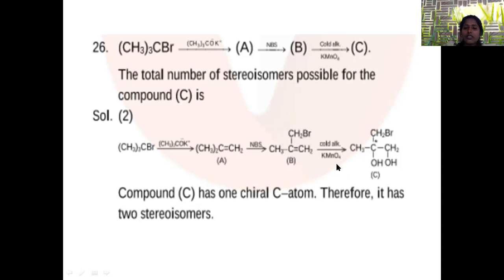This compound is further treated with cold alkaline permanganate. Cold alkaline permanganate is called Baeyer's reagent. Baeyer's reagent is selective for vicinal dihydroxylation. Wherever the double bond is there, that is substituted by OH and OH. We will get the final product with OH and OH.